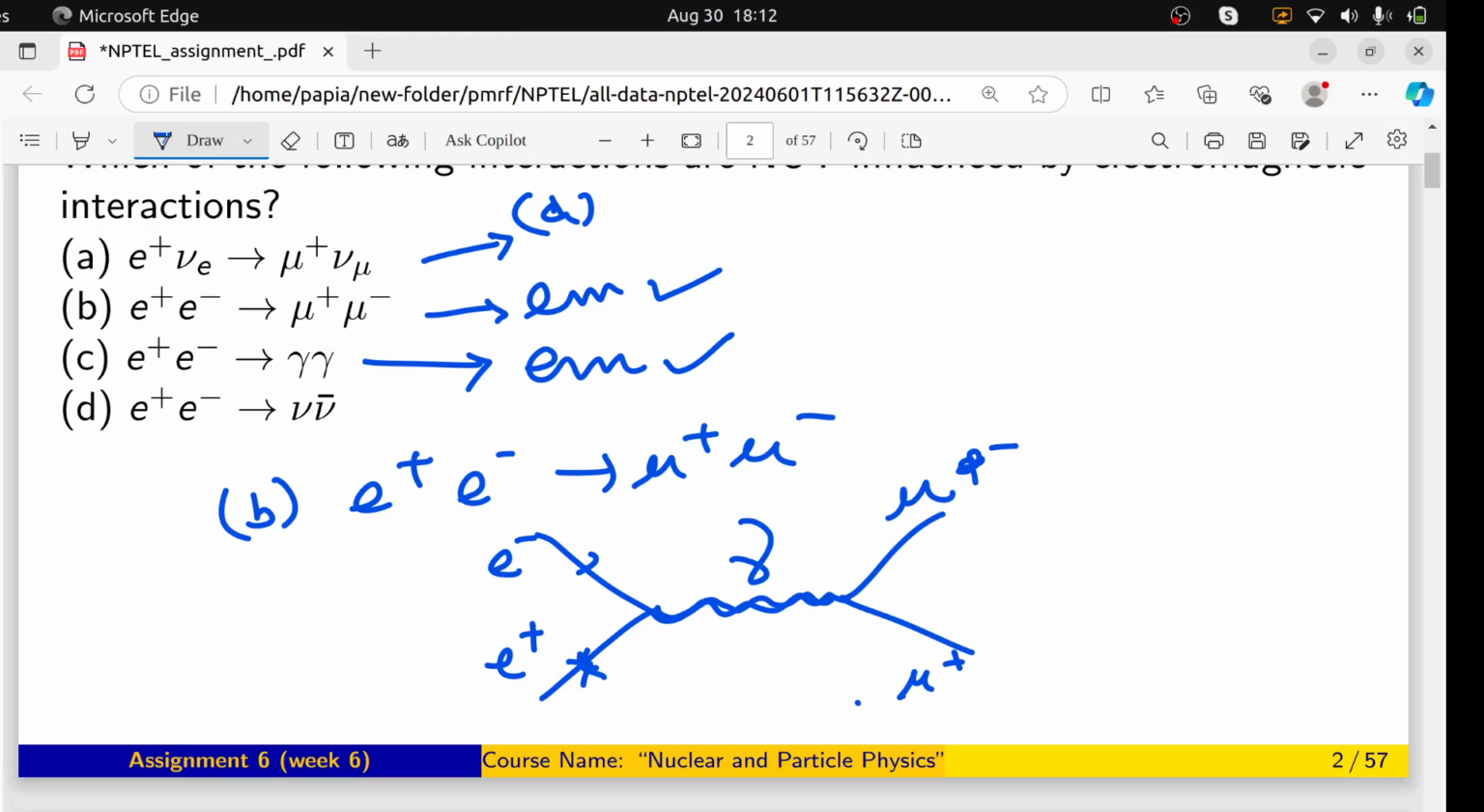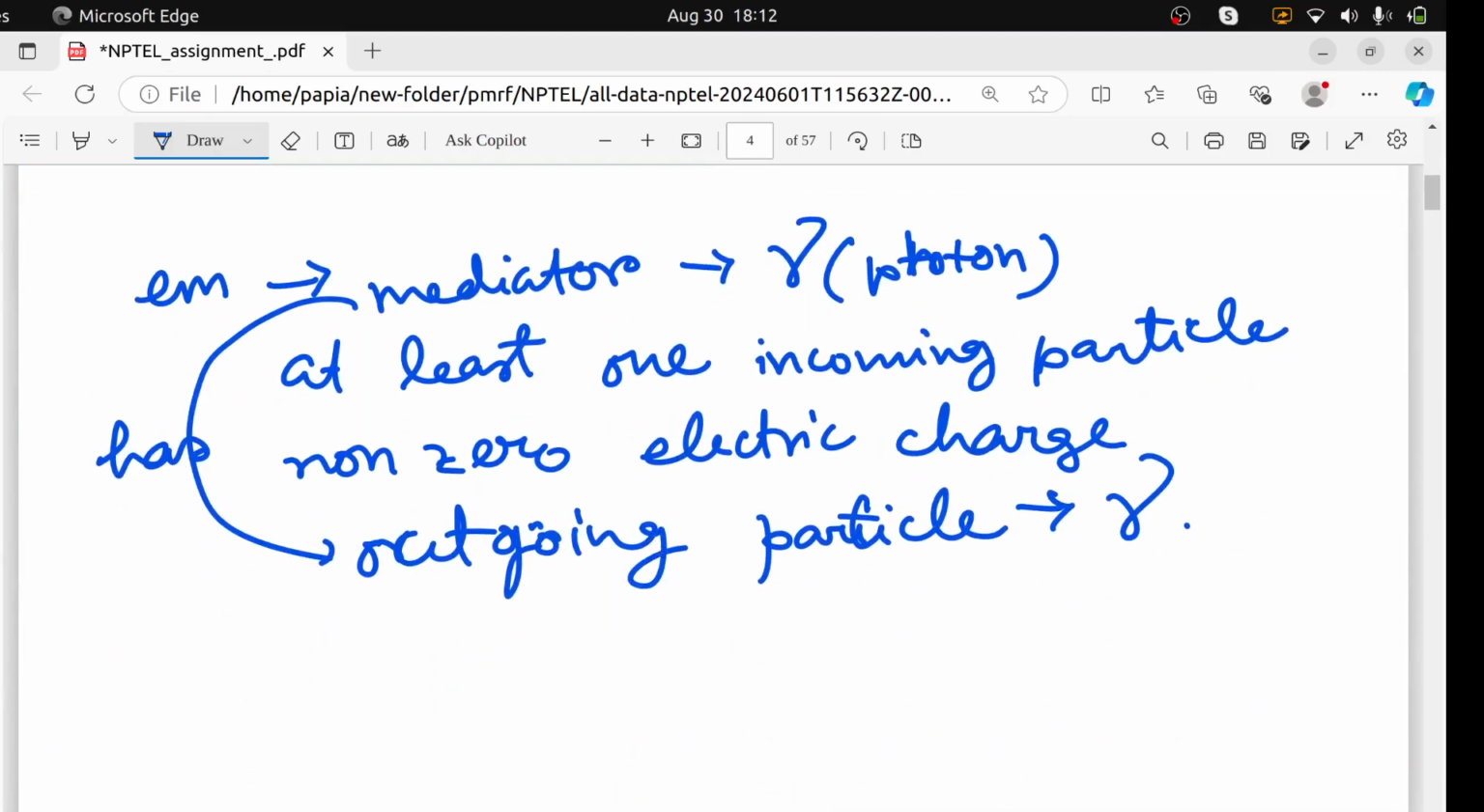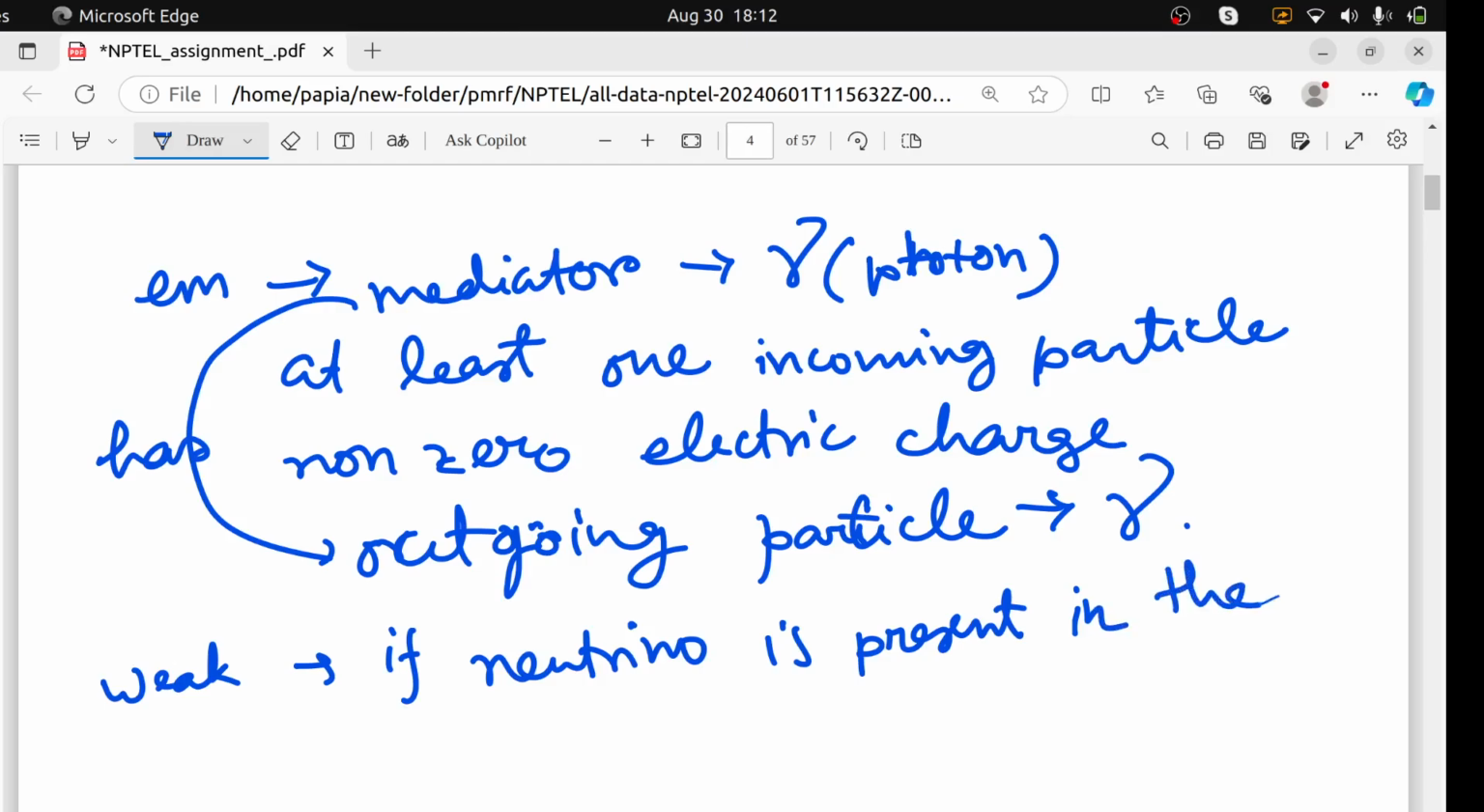Okay, so in the A and D options, you can see that A has nu e as well as nu mu in the incoming as well as in the outgoing particles, and for option D there is nu bar as an outgoing particle. So as the neutrino is directly present in that nuclear reaction, we can tell without saying anything else that A and D are governed by weak interaction. So to check whether it is weak interaction or not, first of all a very good idea is to check if a neutrino is present in the nuclear reaction or not.